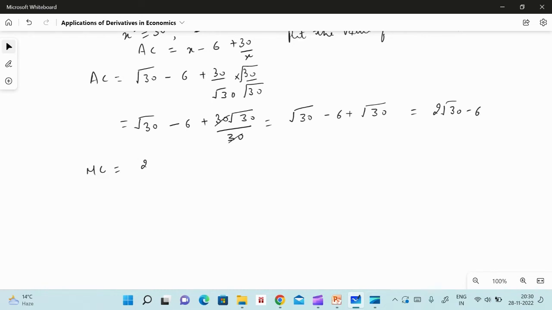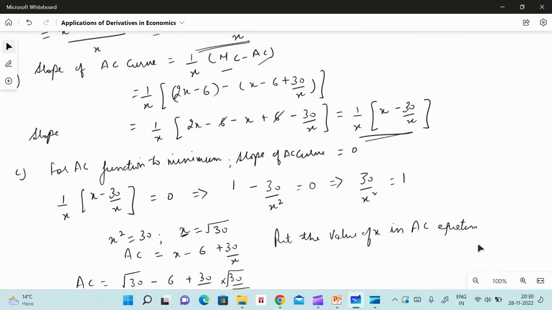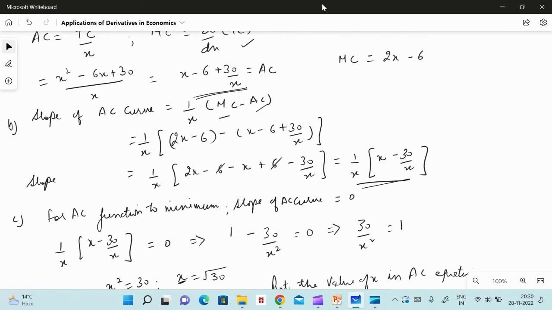And moving toward the marginal cost, I have already solved that it is equal to 2x minus 6. If you remember, you can see here that we have calculated the value of marginal cost, that is 2x minus 6.